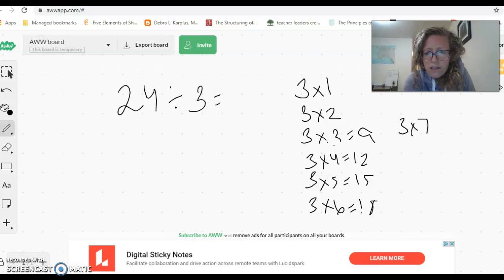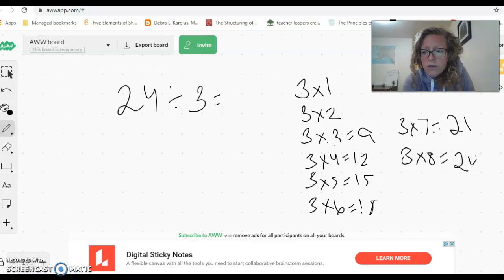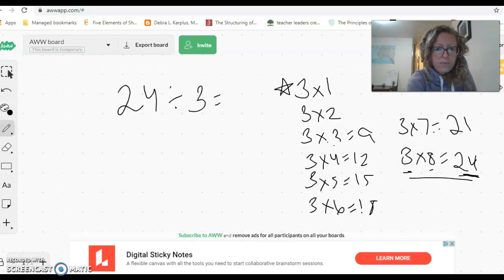3 times 7 equals 21. Oh my gosh, we're close. 3 times 8 equals 24. If you are feeling rusty on your multiplication, this stuff is what you should be spending your free time doing. Anyways, so now we know 24 divided into 3 groups is going to be 8.